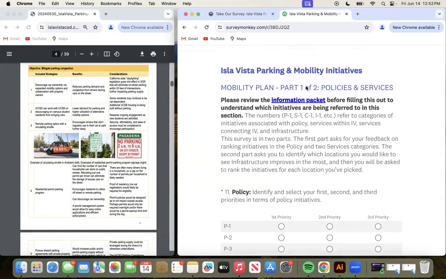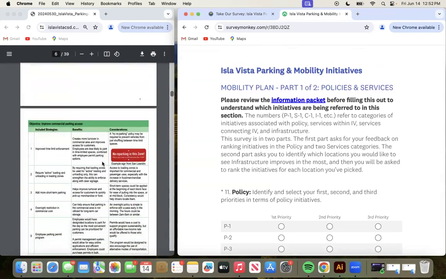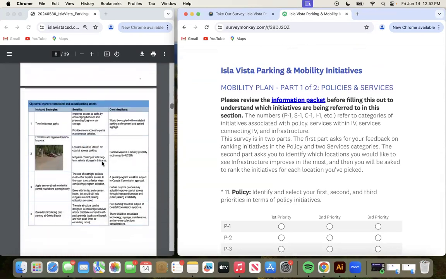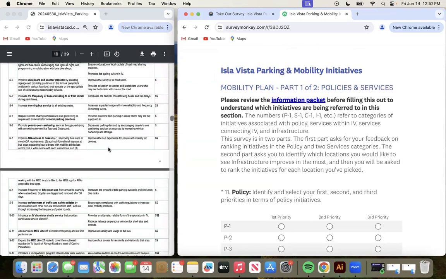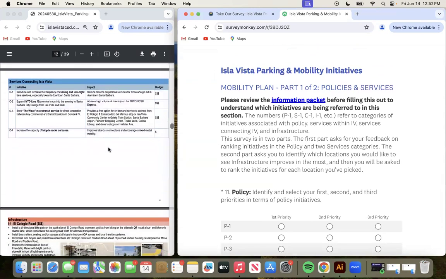So for the mobility portion, part 1 of the survey, I will scroll down to the accompanying part of the packet that you will need. So for this portion of the survey, Mobility Plan Part 1, you'll be using pages 9, 10, 11, and 12 of the informational packet.